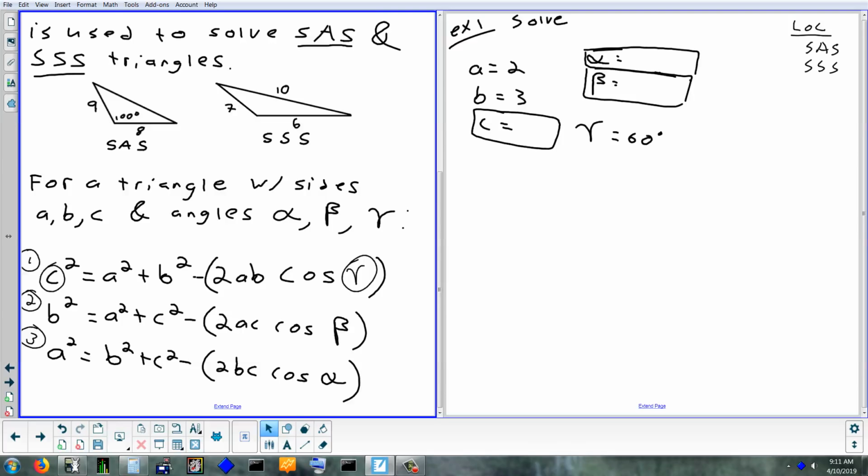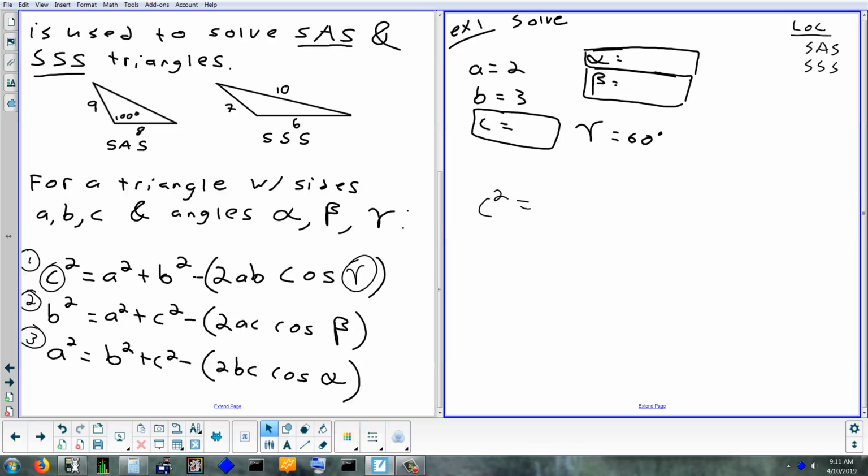So let's fill everything in. So we've got c squared equals a squared. Now, normally I would just do that and write 4, but the first time through I'll write everything out and then we'll simplify after. Plus b squared minus 2 times a times b. 2 times 2 times 3 times cosine of gamma, which is 60.